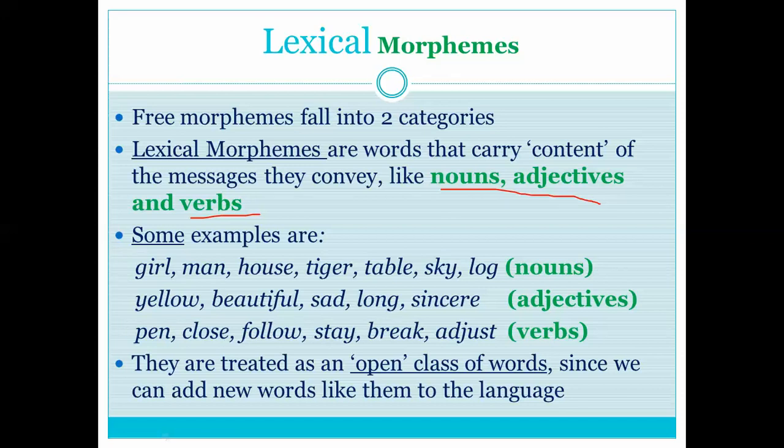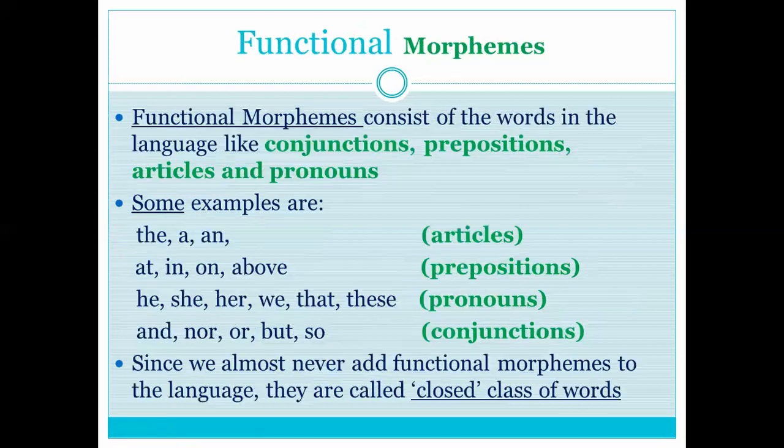So here are some examples of some nouns, some adjectives, and some verbs. We can always add words to our language, so this is an open class of words. Lexical morphemes always expand. We always add to them. Whereas there are going to be other morphemes called functional morphemes that we do not really add to. Functional are conjunctions, prepositions, articles, and pronouns. And here are some examples for you. These, that, at, the, nor, and, but. These are all functional morphemes. So we have lexical, and if you remember that lexical consists of nouns, adjectives, and verbs, then you can remember that all the other ones are going to be functional.